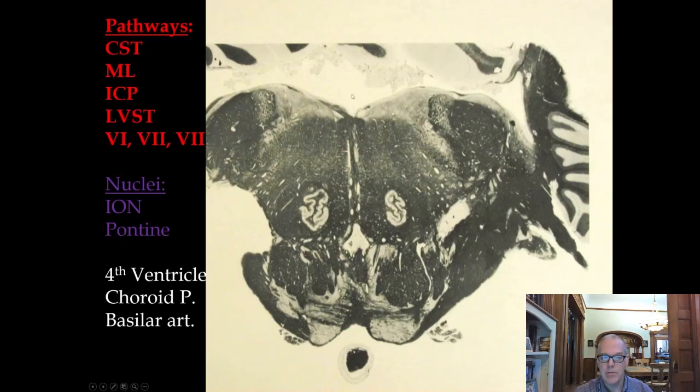All right, back here we have the fourth ventricle and some choroid plexus. Remember that's present in the fourth, third, and mainly lateral ventricles. All right, and then here we have the basilar artery sort of line here on the upper medulla and throughout the length of the pons.